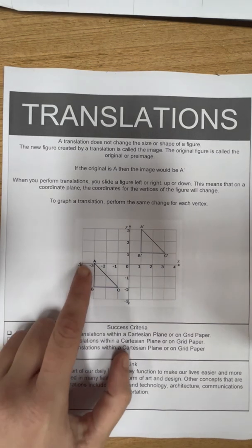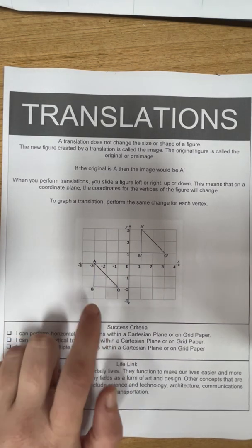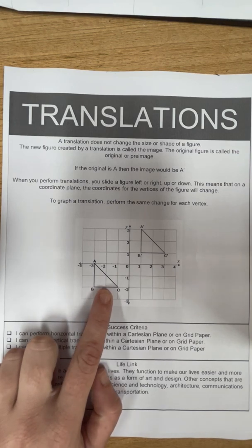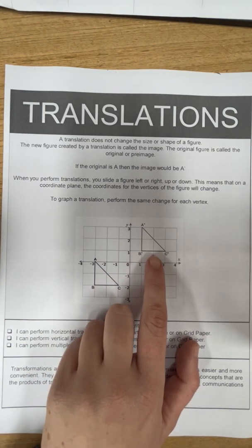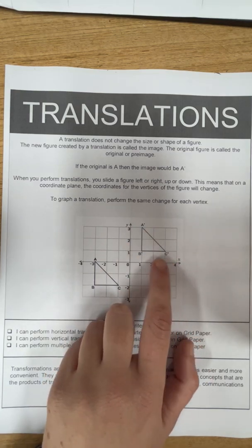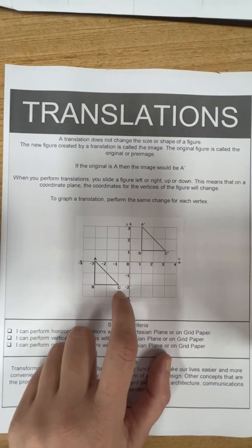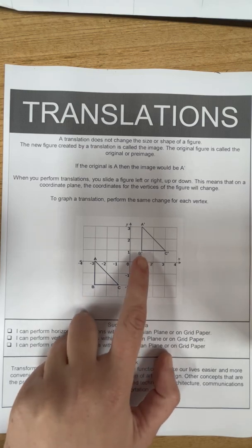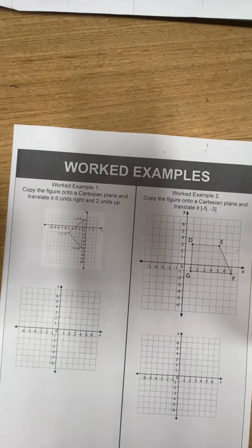So in the example here, we've got our corners labeled as A, B, and C, and this here is the original shape. We then have the image, which is the translated one, labeled as A dash, B dash, and C dash. So when you draw them, you denote the original with our letters, and then any images have dashes next to them. So our examples.